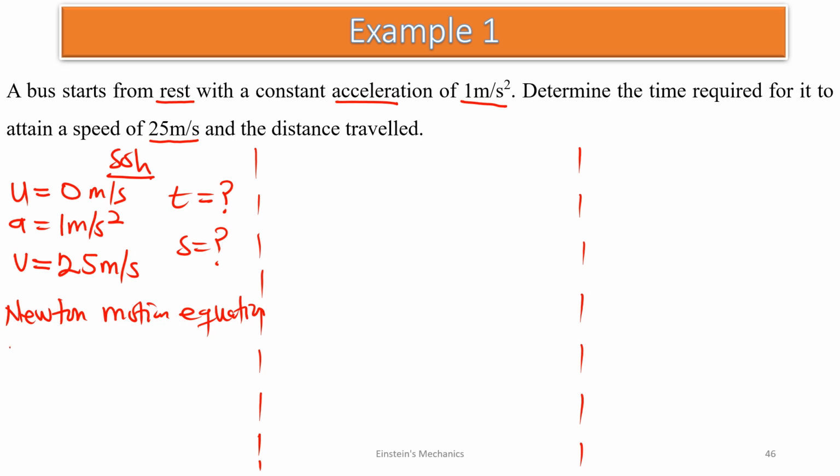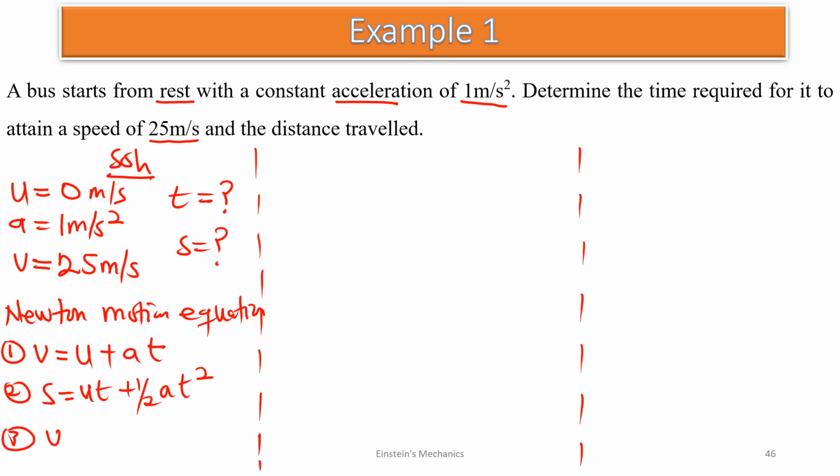So first, we are going to make use of the first motion equation, which says the final velocity is equal to the initial one plus acceleration and time. And the second one is x is equal to ut plus half at square. And the third one is v square is equal to u square plus 2as. Very good. So the equations of motion are also going to help us to solve our problems.